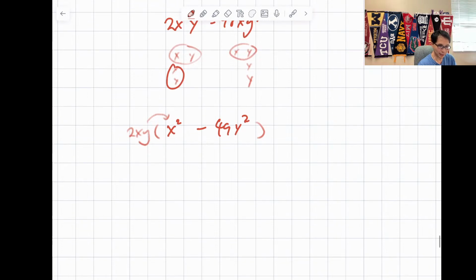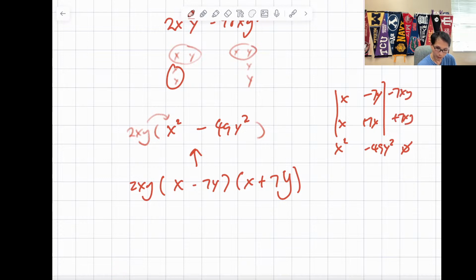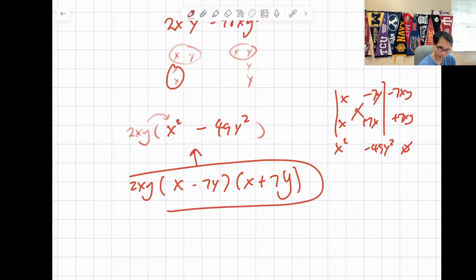Now, what do you see this as? What's the name of it? Difference of squares. So it'll be 2xy times x minus 7y and x plus 7y. If you want to use the box method, you can, but there's no middle term here. This is 0. So it'll be x times x, minus 7y times plus 7y, so negative 7xy plus 7xy. And there you go, there's a test question right there.